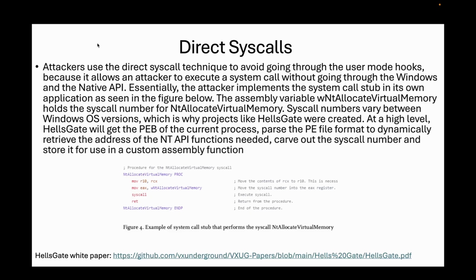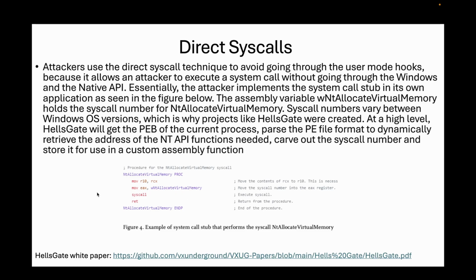Attackers use direct syscalls to avoid going through user mode hooks because it allows an attacker to execute a syscall without going through the Windows and native API. The attacker implements the syscall stub in its own application. For example, the WNtAllocateVirtualMemory holds the syscall number for NtAllocateVirtualMemory.